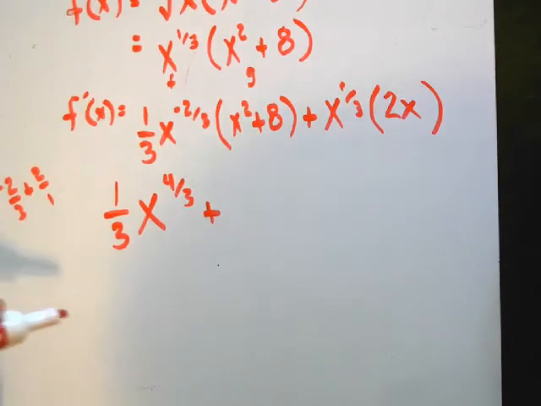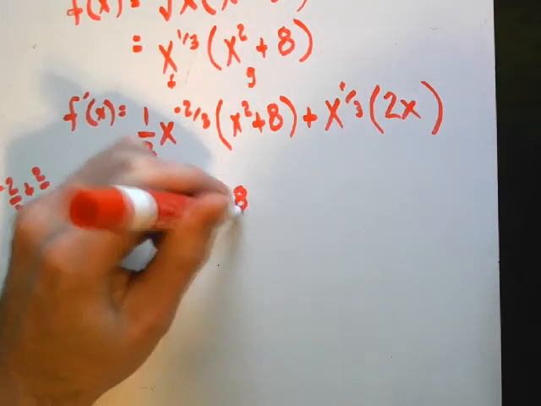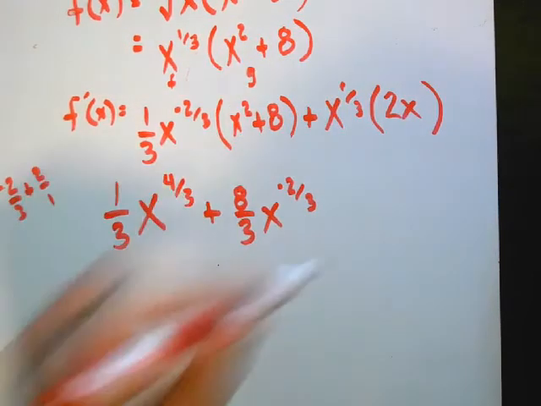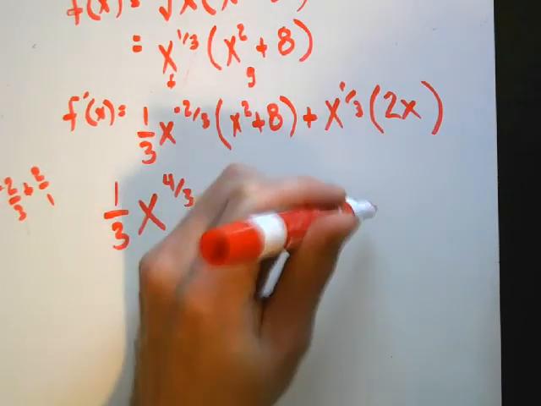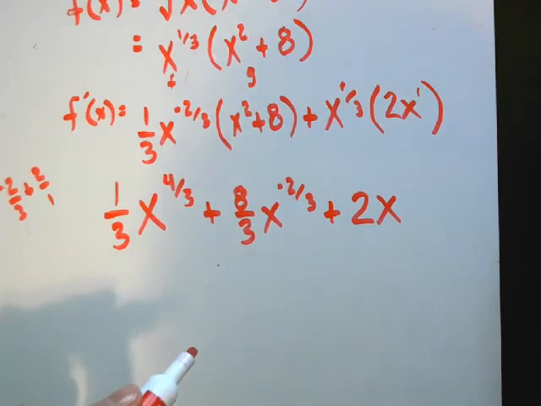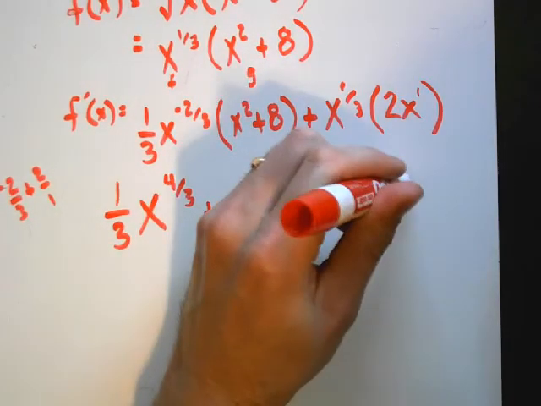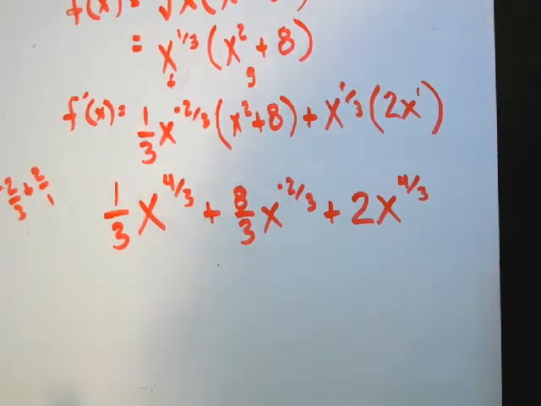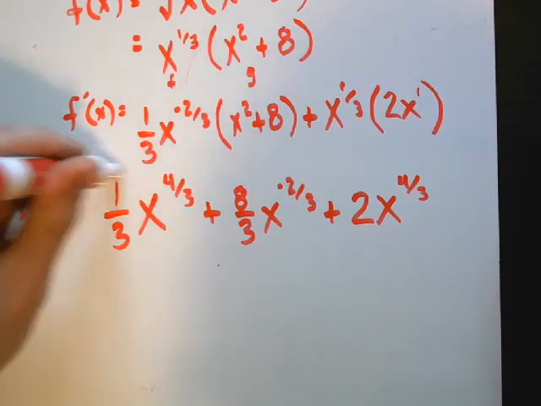Okay, plus I still have to distribute it to the next one, so that's going to be 8/3 x to the negative 2/3. Okay, plus 2 times 1 is 2, x to the, let's see, if this is a 1, 1/3 plus 1, again, if we add those together, the common denominator is going to come out to 4/3. And if you want to check that, you can write off to the side on your own: 1/3 plus 3/3 comes out to 4/3.